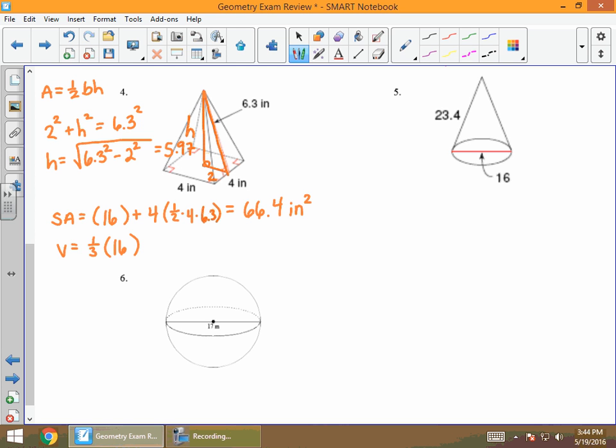So when I want to find this volume, I will do 1/3 times 16 times the height, which is 5.97. Multiply those together, you'll end up with 31.9 cubic inches.